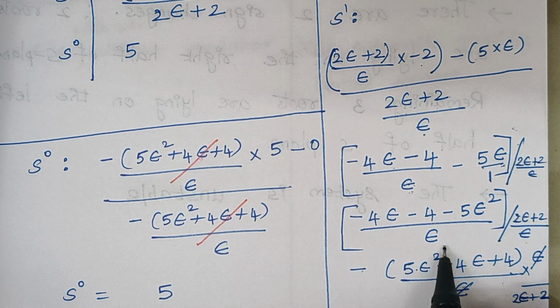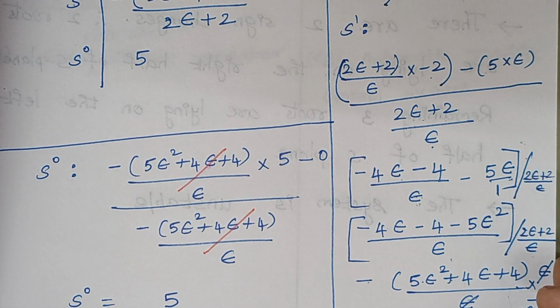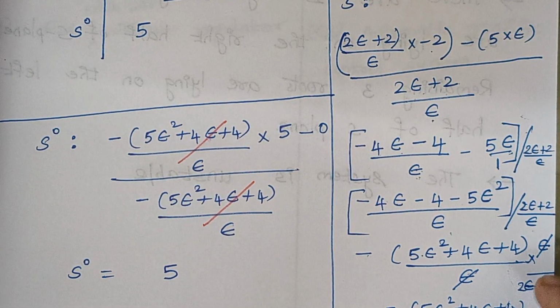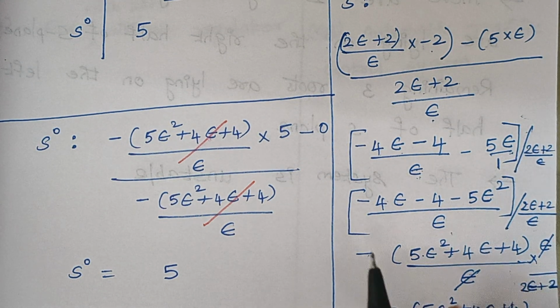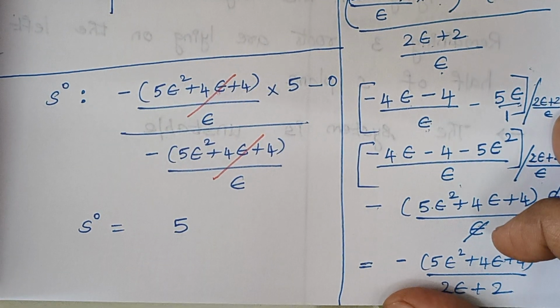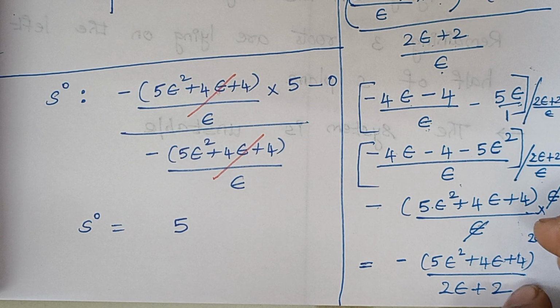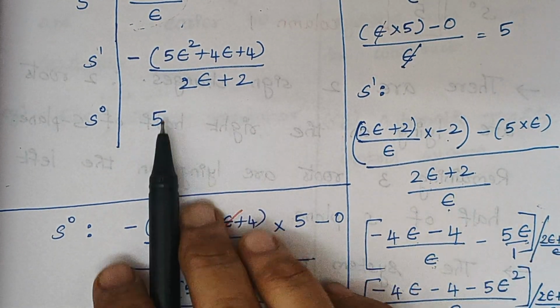The whole term divided by this epsilon into, I am moving this denominator to the numerator part. Whenever you move the denominator to the numerator, what happens? It will come as reciprocal. So here this is appearing as reciprocal. Epsilon divided by 2 epsilon plus 2, and this epsilon and epsilon cancels each other, and finally the remaining term is minus 5 epsilon square plus 4 epsilon plus 4 divided by 2 epsilon plus 2. So this is the term, right? So here I had written that term.